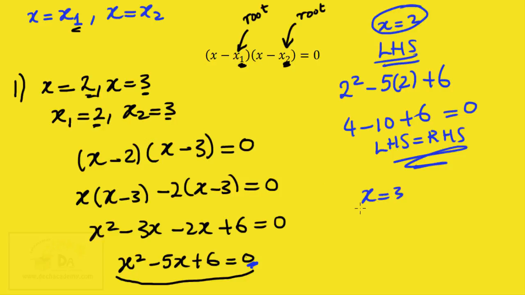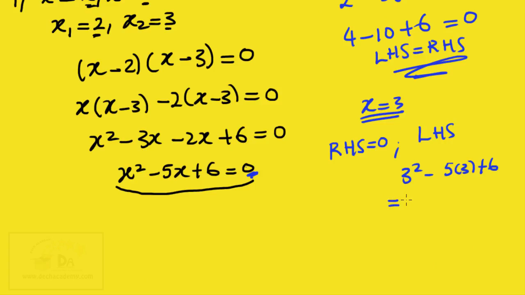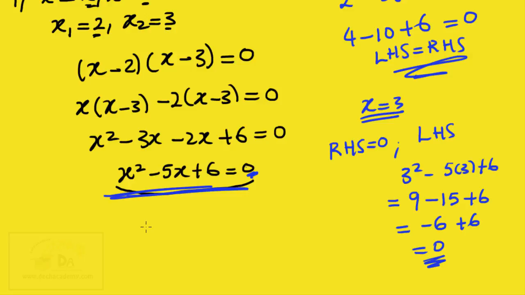Let's test the other root, when x is 3. The right-hand side of the equation, as you can see, is just 0. But the left-hand side of the equation, x squared minus 5x plus 6, is 3 squared minus 5 times 3 plus 6, which is equal to 9 minus 15 plus 6. 9 minus 15 is minus 6. So plus 6 gives 0. Again, for this quadratic equation, when x is equal to 3, the equation is satisfied. So you know that 2 and 3 are solutions to this equation. Since we started with 2 and 3 and we obtained this equation, we know that this equation is the quadratic equation whose roots are the ones we started with.